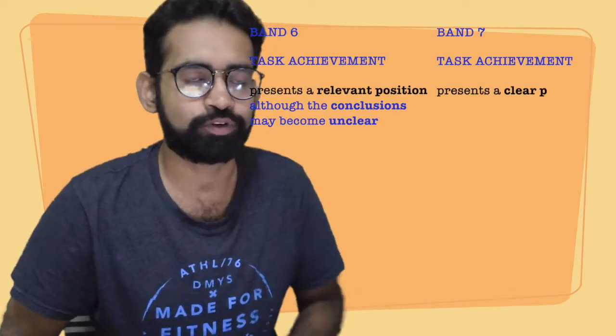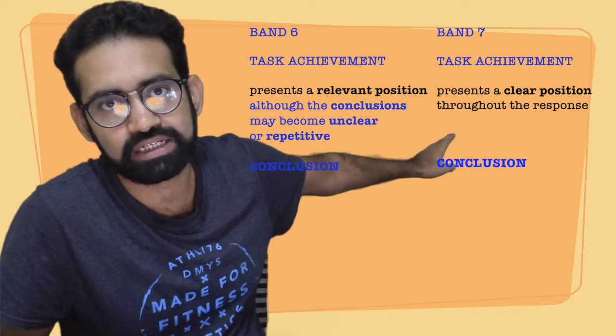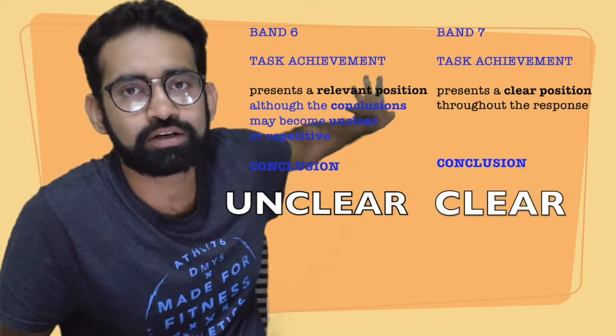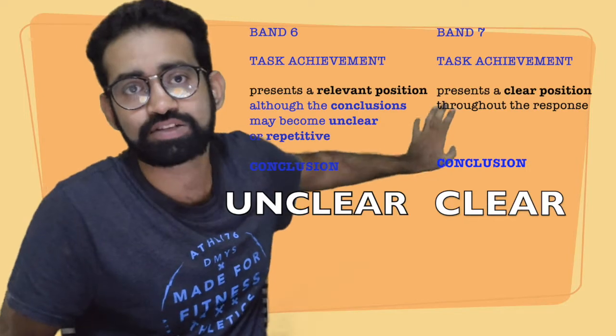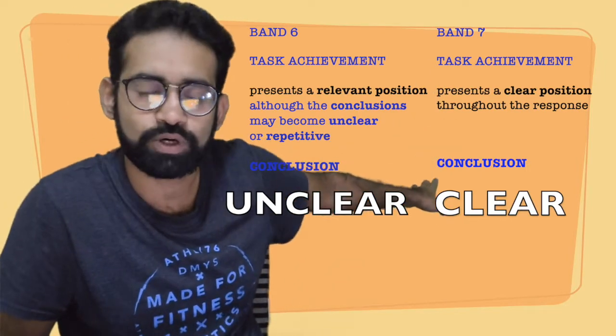So, coming back to the point, let's understand that the second point is talking about clarity. If you put both band 6 and band 7 right across each other, you can see band 6 gives you some leeway about the conclusion becoming unclear or repetitive. Band 7 does not give you that leeway. Band 7 demands you to have a clear position throughout.